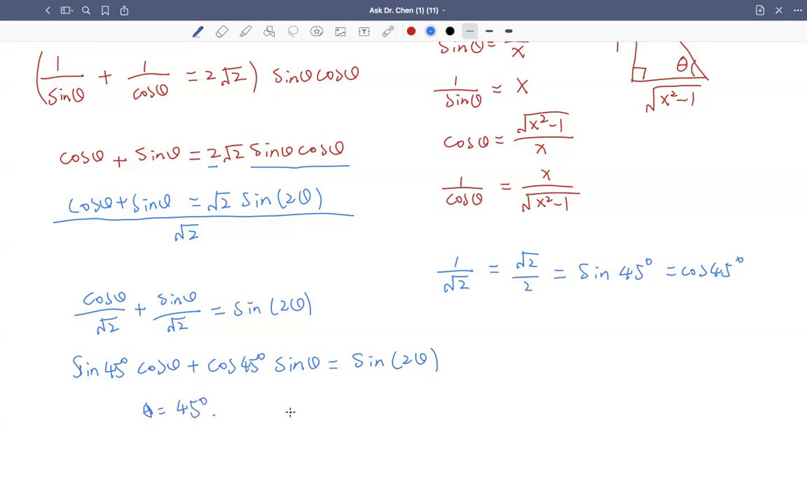If theta is 45, what's the x value? X is 1 over sine. So x equals 1 over sine 45, which is 1 over square root 2, which is just square root of 2. Or you can use this value.